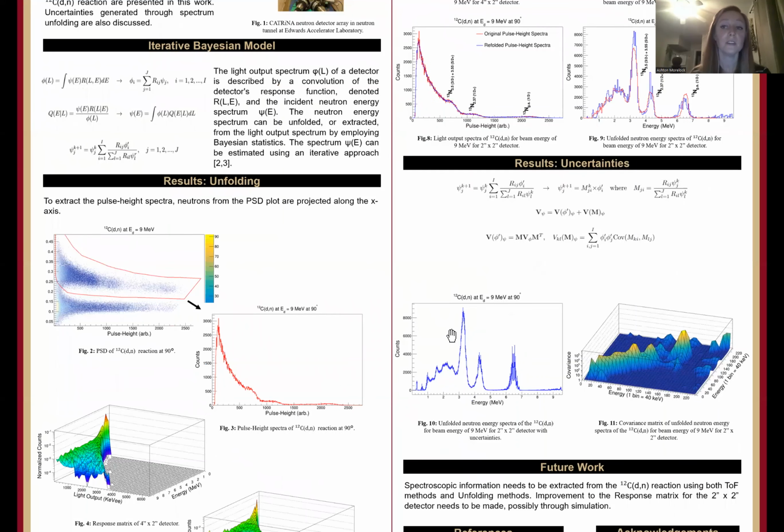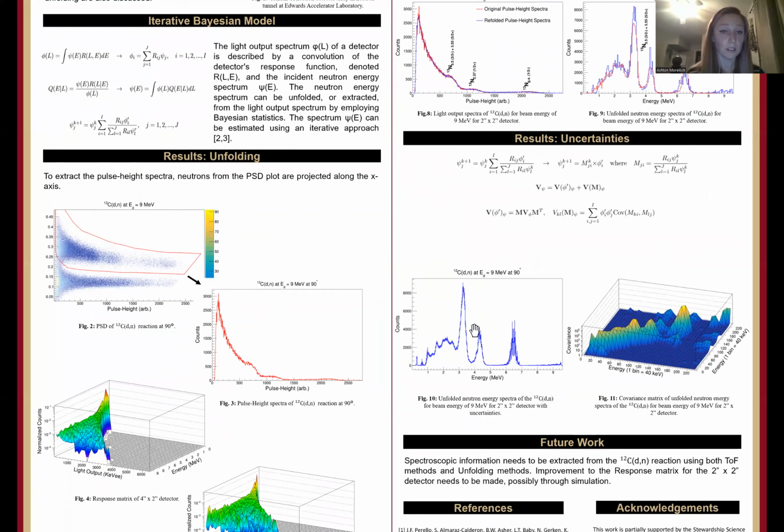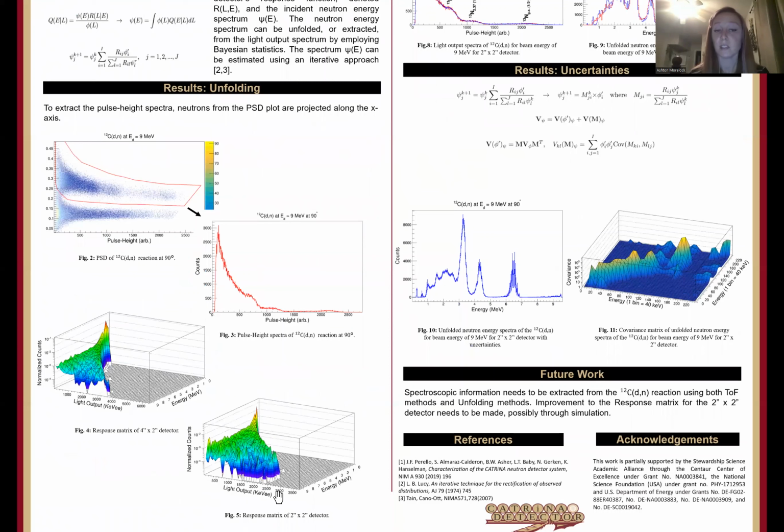So this is the results for the 12-carbon DN reaction for the small detector. And when looking at these errors, we found that the total error in our highest peak was only about 5% of the total peak counts. But then we looked at the ground state of 13-nitrogen, and we saw that the errors increased quite a bit. And this was due to the low statistics in the response matrix for the smaller detector at higher neutron energies, which is due to a lower efficiency at higher neutron energies. Then over here, we have the total covariance matrix for these particular estimates of the errors.